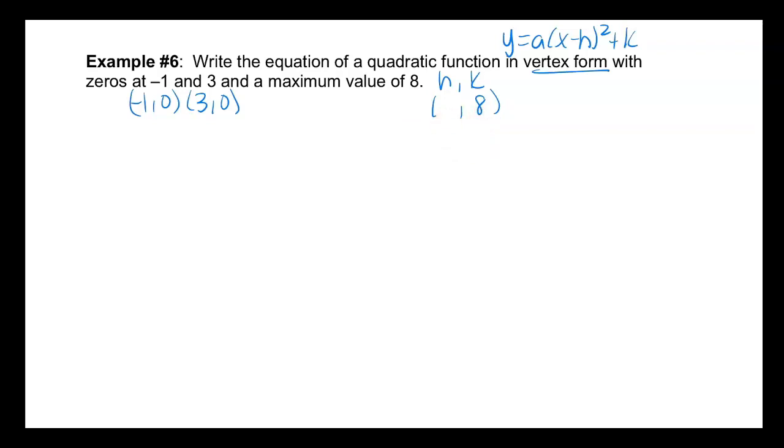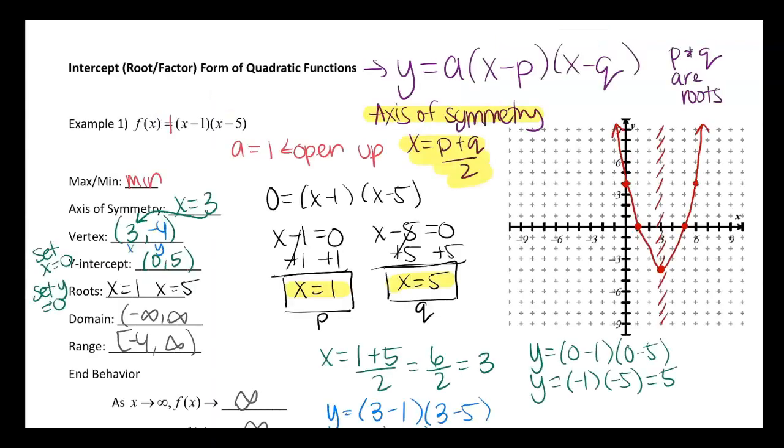When you were graphing an intercept form function, how did we find the h value? Because technically, we have 2 intercepts. We have 2 zeros. How did we find that h coordinate? If you think back to what we did for graphing an intercept form, we had to take p and q and kind of average it together in a way where we were actually finding that value. If you don't remember, here it is.